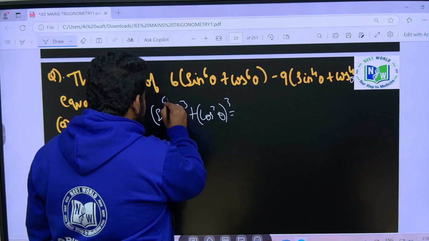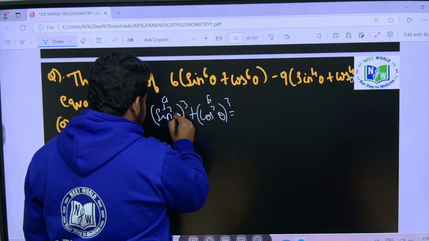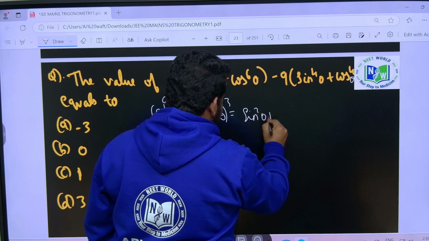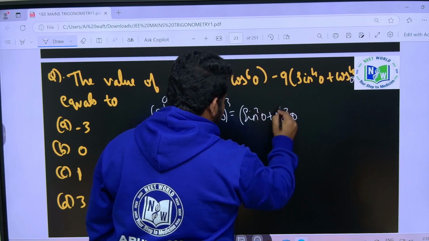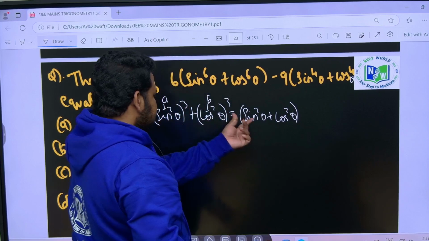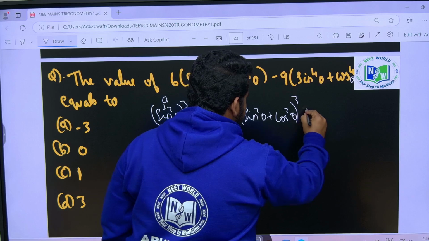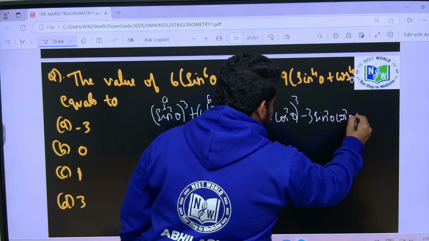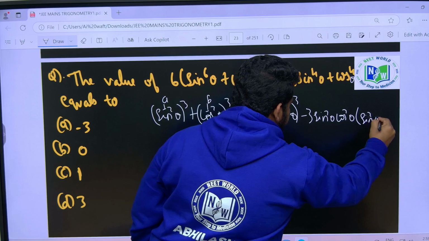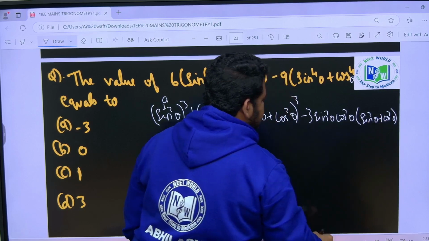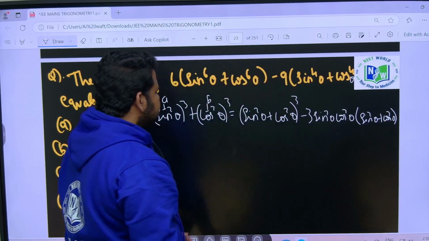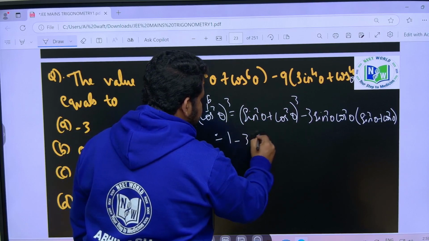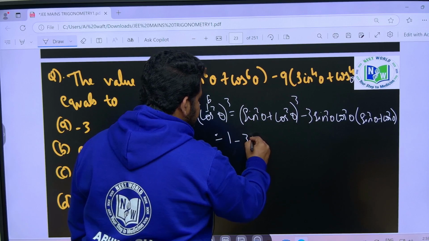Here a is sin square theta, b is cos square theta. So this I can write as sin square theta plus cos square theta whole cube. Don't write it as sin theta plus cos theta. Minus 3ab, that is 3 sin square theta cos square theta, into a plus b. A plus b is sin square theta plus cos square theta, which we know is 1. So 1 cube is nothing but 1 minus 3 sin square theta cos square theta. I can write it as 3 SC.